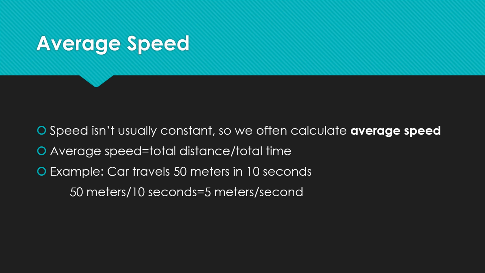So for example, if you have a car that travels 50 meters in 10 seconds, you'd have 50 meters divided by 10 seconds. That means you have 5 meters per second. So that car traveled 5 meters every second that it was traveling. So it's a really simple equation, but we end with meters per second as our units.